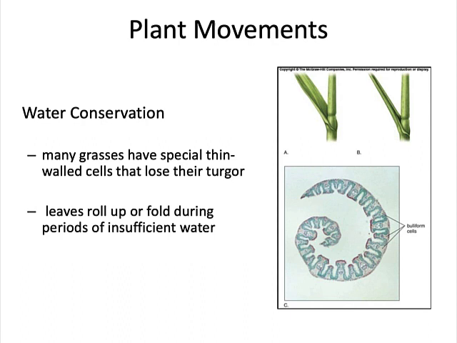Water conservation is seen in many grasses and other organisms. This is the process in which special thin-walled cells lose their turgor pressure. This, in effect, causes the leaves to roll up or fold during periods of drought.